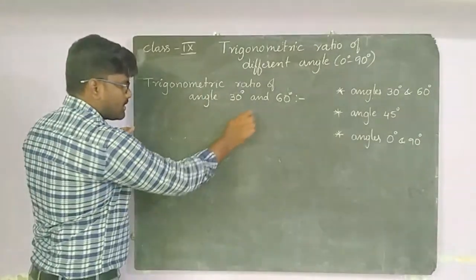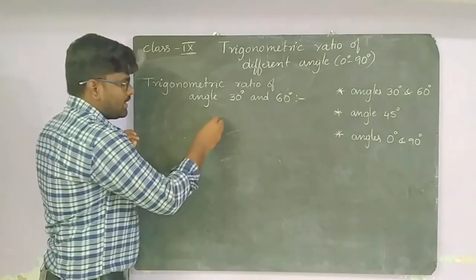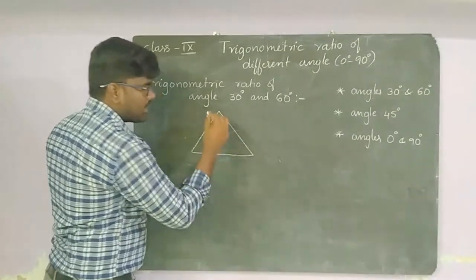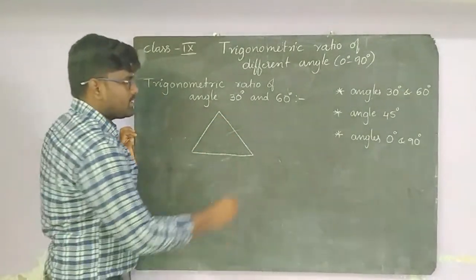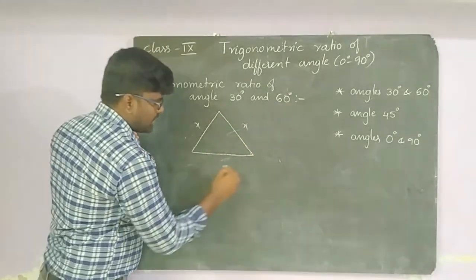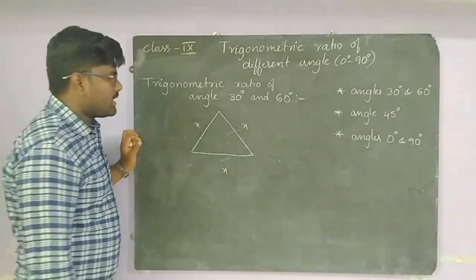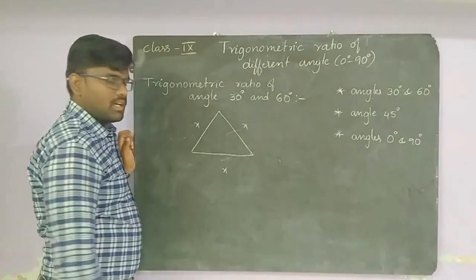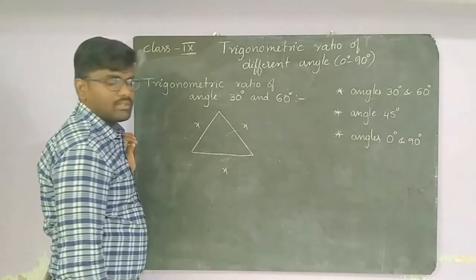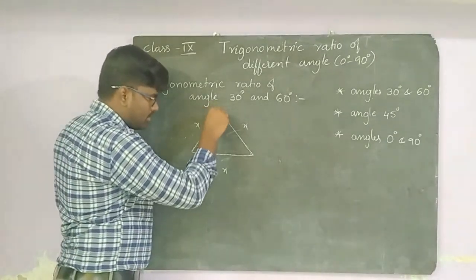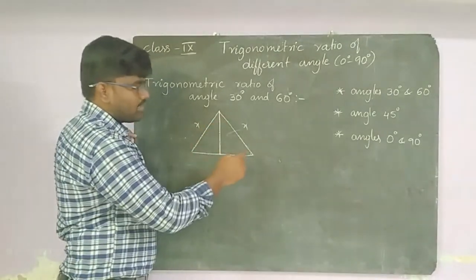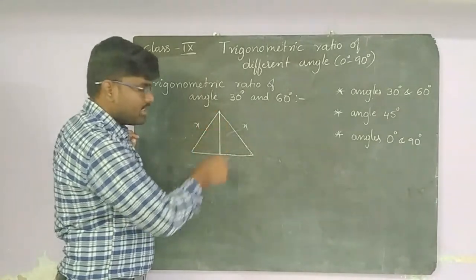How can we find them? First, we need to take an equilateral triangle. When you take an equilateral triangle, all sides must be equal. That means this side length is x, this side length also x, and this side also x. You can take a median, angle bisector or altitude from any one of the vertices. I'll take an altitude. In an equilateral triangle, the altitude and median and everything will be the same.